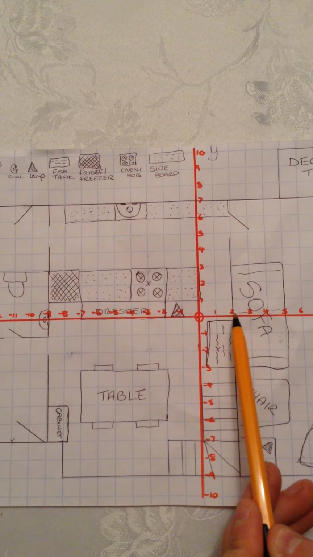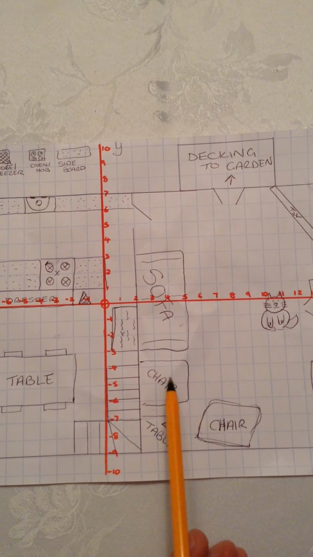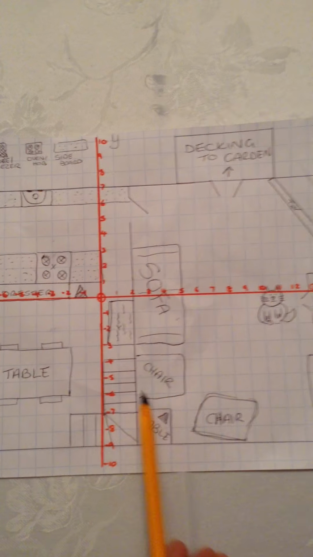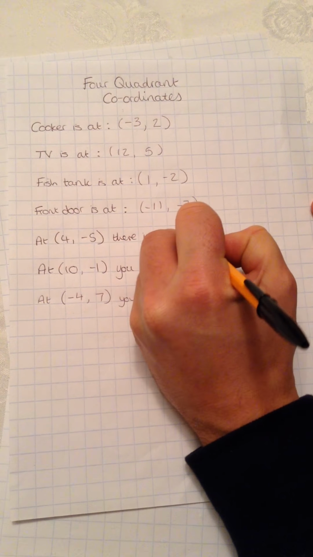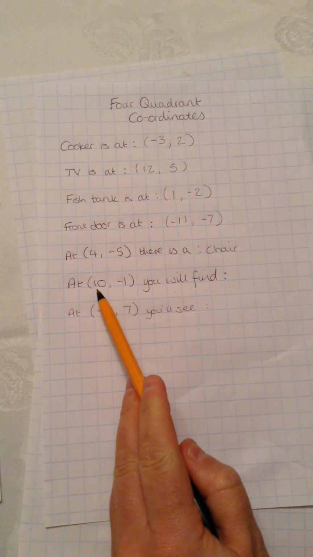So 4 is along the x-axis first, and then down to -5. 1, 2, 3, 4, 5. So at 4 minus 5, there's a chair. So you would be able to say at 4 minus 5, there is a chair. So have a look at this one, at 10 minus 1.